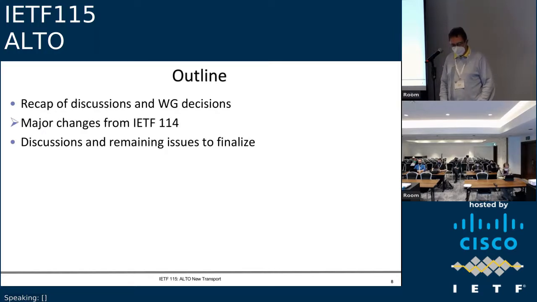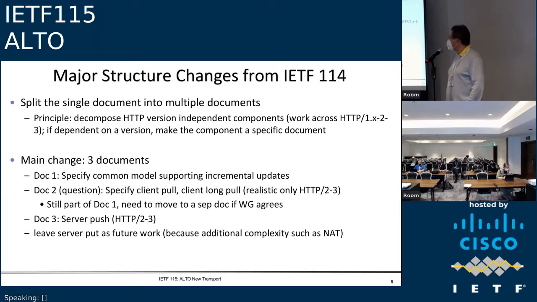I have not. And now we come to the major changes and the ideas that we have, and where we also need feedback from this group regarding the idea. The major structure of the transport document: the idea is to split the current document into separate documents. At the moment, the idea is to have 3 documents. The first document specifies the common model, so supporting the incremental updates queue, and is valid for all HTTP connections. And now we made a proposal for a second document, especially focusing on the client pull and long pull mechanisms.